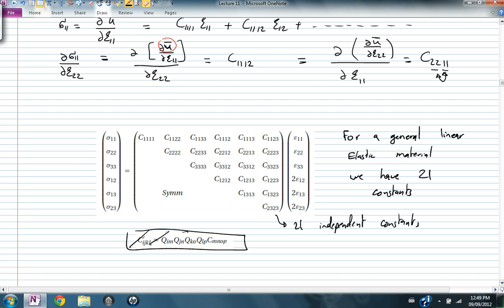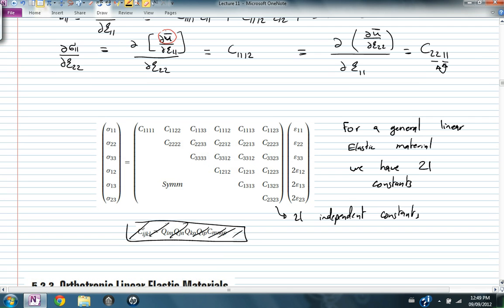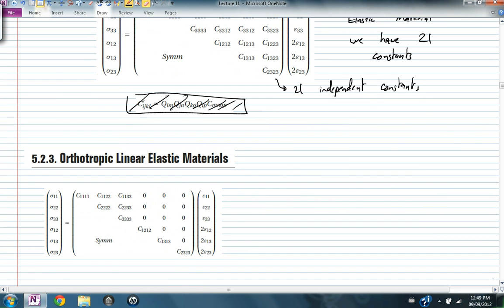This is not covered in our course, in the undergraduate course. However, if the material is orthotropic, what does it mean that it's orthotropic? It means the following. If this is an axis of orthotropy, as I pull here, I don't get any shear. So as I pull in sigma 1, I don't get any shear. So you get zeros.